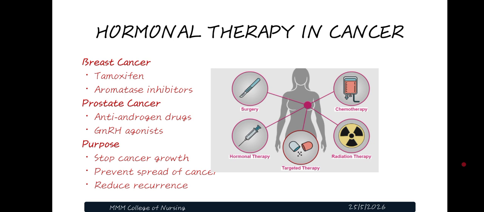Hormonal therapy blocks or lowers these hormones. Tamoxifen blocks estrogen receptors in breast cancer. In prostate cancer, testosterone suppression slows tumor growth. So the hormonal therapy may be used alone or with surgery, chemotherapy or radiation therapy.